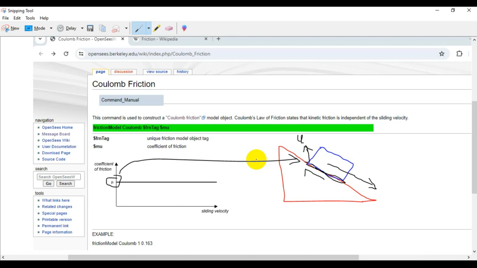Right? So when the sliding velocity increases, that is in this direction, and the transmitted force remains constant at the friction resistance level, it means that a certain level is obtained at this coefficient of friction at which this model will not move further.